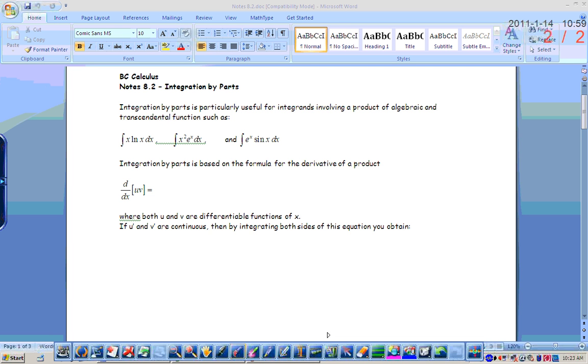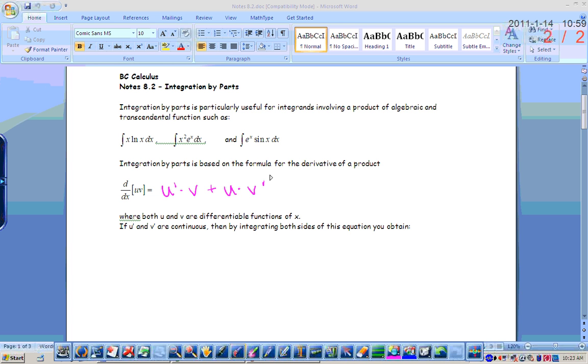So x times ln x is a good thing to use here. x squared times e to the x and e to the x times sine x are all good ones here. The integration by parts formula is derived from using the product rule of taking the derivative of a product. To refresh you, when we take the derivative of a product, remember that we take the derivative of the first one times the second one plus the first times the derivative of the second.